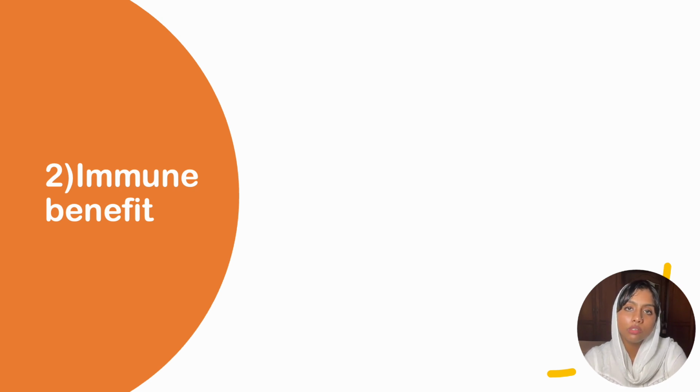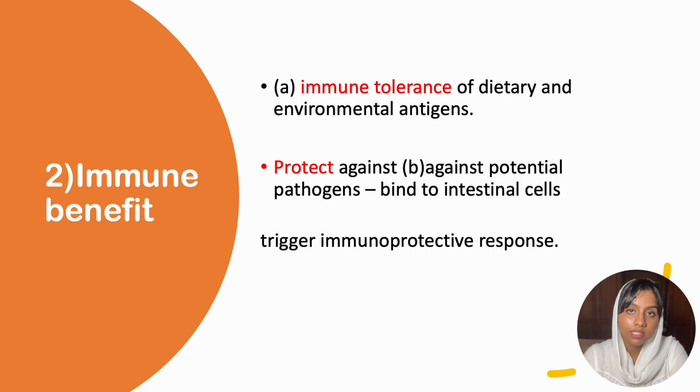So one is immune tolerance of antigens, which are dietary antigens or environmental antigens that don't require an immune defense. The body needs to recognize those as non-harmful antigens, and the gut microbiota helps do that. The second one is protection against pathogens. We will delve in detail into how each of these is done.